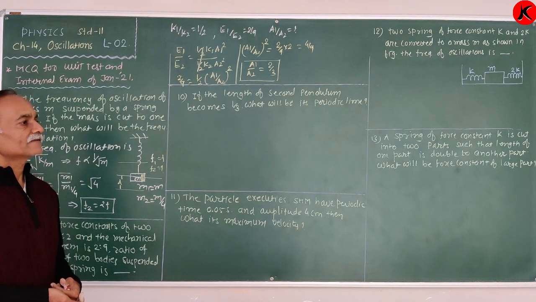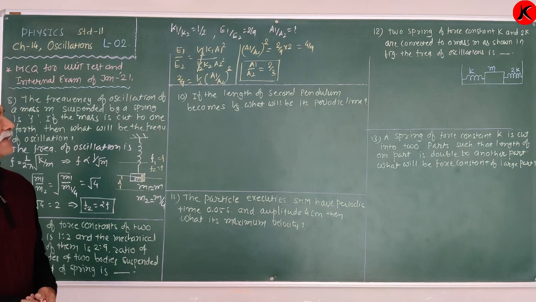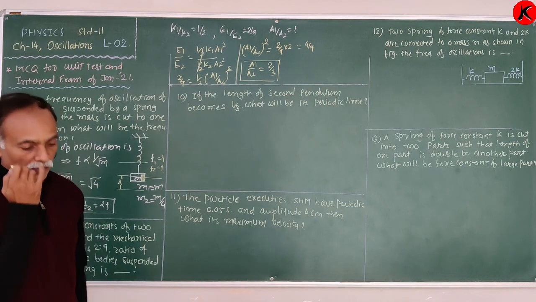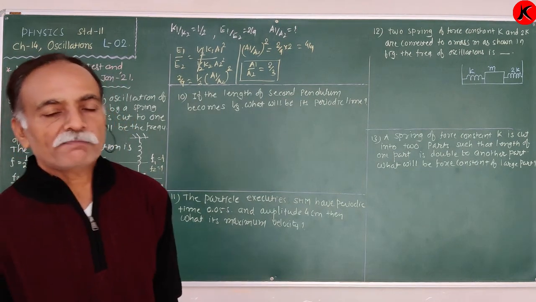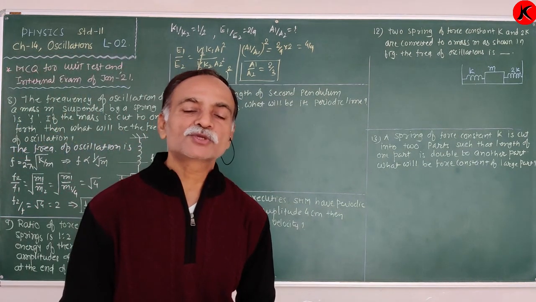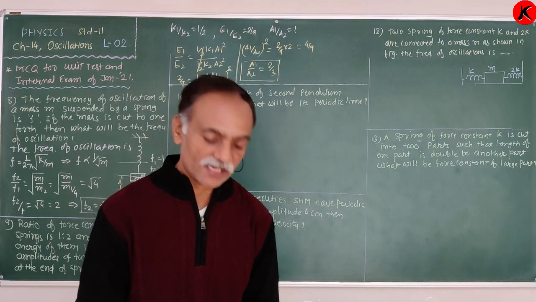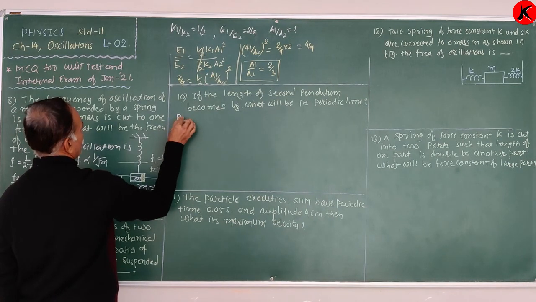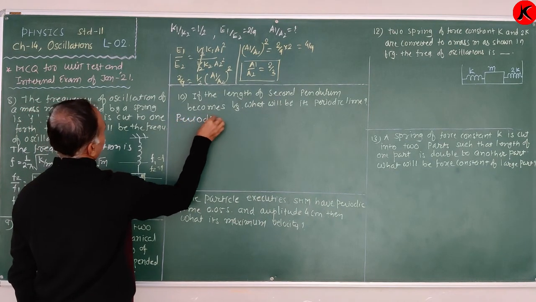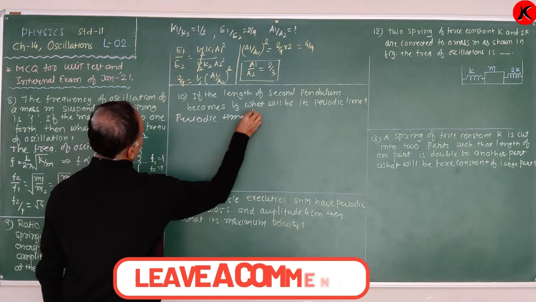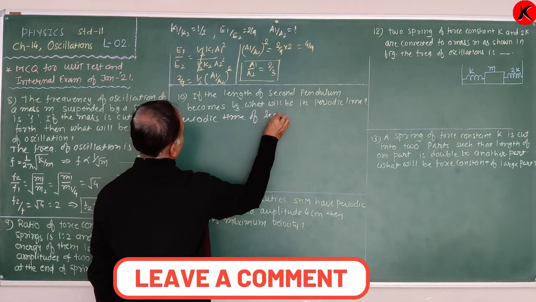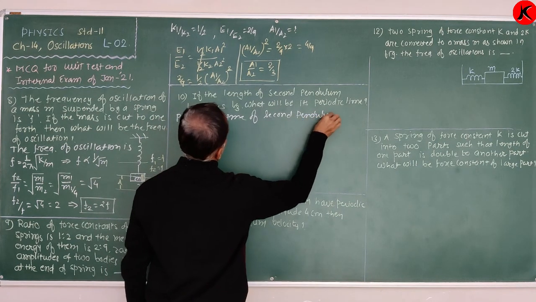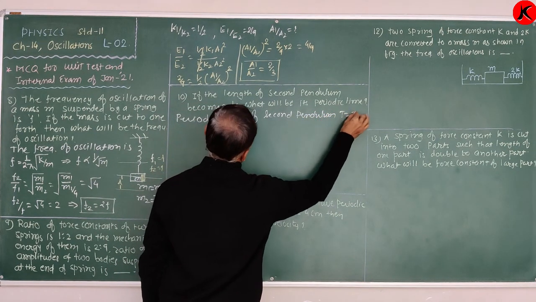After that, the next question depends on the second pendulum. What is the second pendulum? The pendulum which has the periodic time of 2 seconds is known as the second pendulum. Therefore, the periodic time of the second pendulum, T, is equal to 2 seconds.